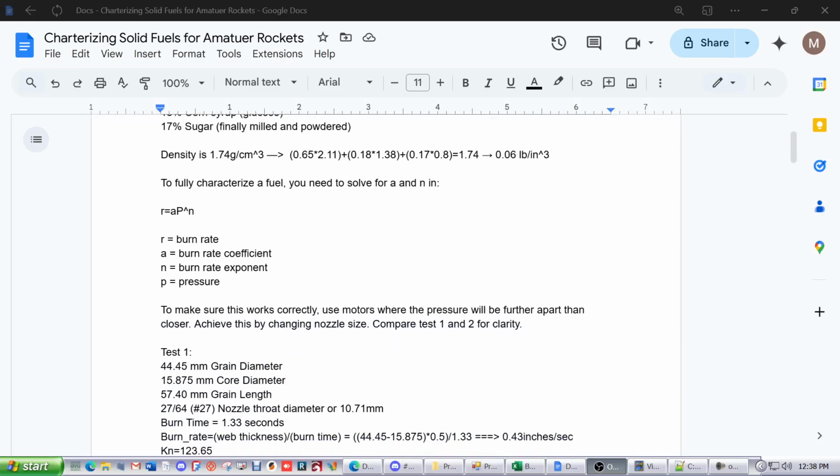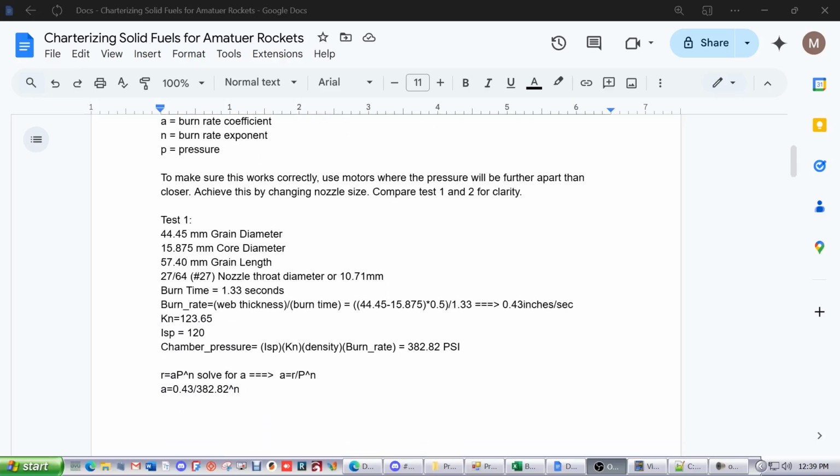Well, that's when you do your static testing. And you only need two successful static tests. Make sure that the pressure differences, and I'll show you how to calculate the pressure, inside the casing is a big enough difference. I usually aim for 150 to 200 pounds per square inch difference between two burns. And you change that pressure by changing the nozzle diameter. So, let's look at test number one.